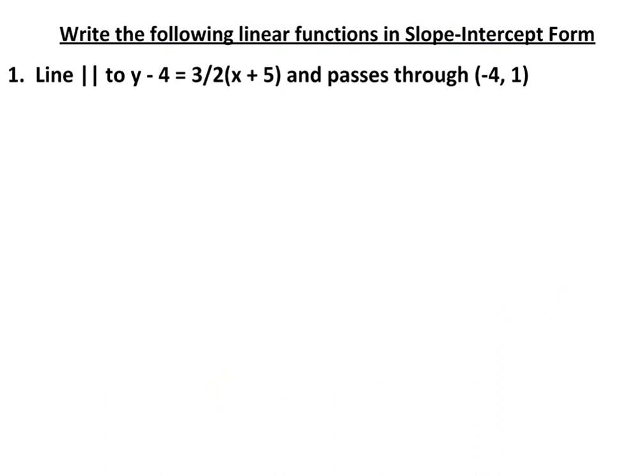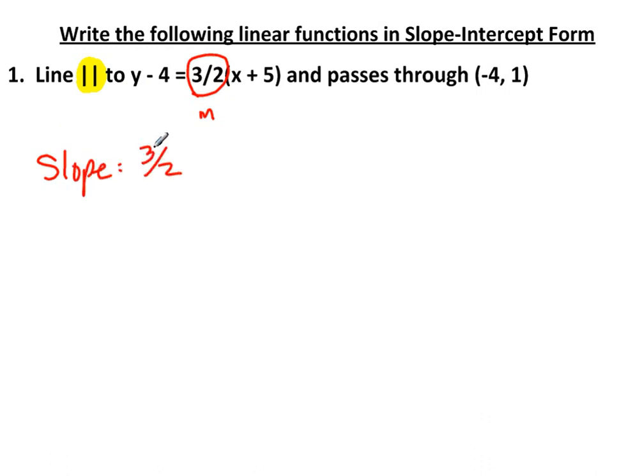We have: write the following linear functions in slope-intercept form. We want to find the line parallel to y minus 4 equals 3 halves times the quantity x plus 5, and it has to pass through the point negative 4, 1. Let's first concentrate on the fact that it said parallel. What do we know about parallel lines? One, they have to have the same slope and different y-intercepts. So if they have to have the same slope, let's think about what the slope is of this line. We know our slope has to be 3 halves.